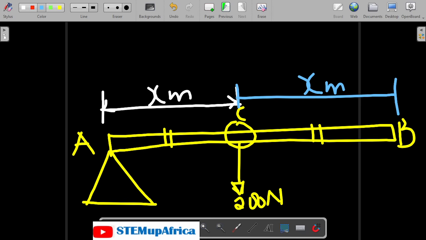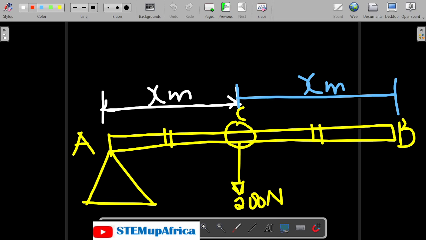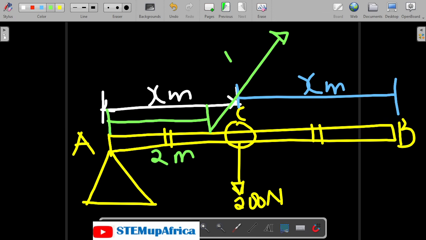But don't forget, we were told that the rod is kept in equilibrium by a rope of tension. The tension of the rope is 1000 Newton, and it makes an angle of 30 degrees to the rod. So where is the rope attached? It says at a distance of 2 meters from the pivot. That is where the rope is attached. So let's take from here to here as 2 meters. Here we now have the rope with force of 1000 Newton, making an angle of 30 degrees to the rod.